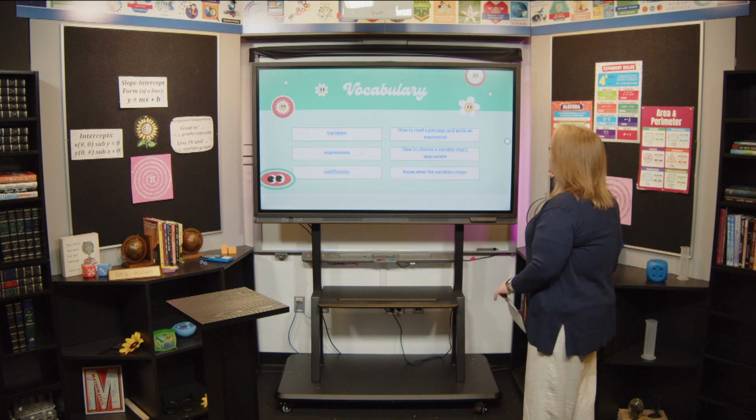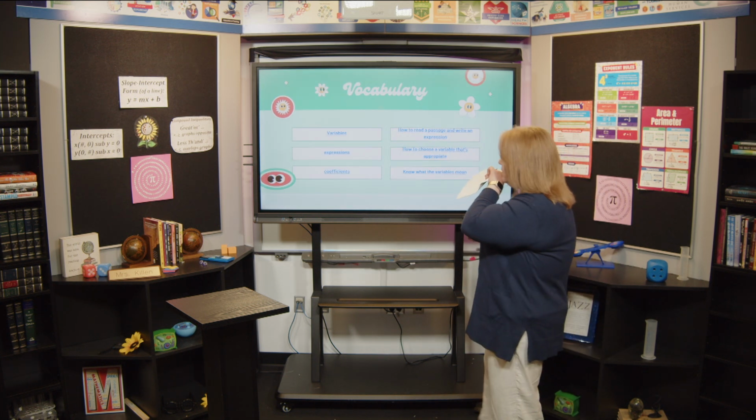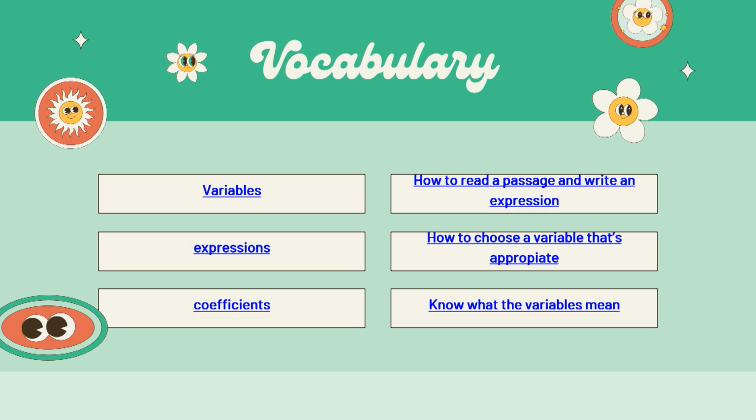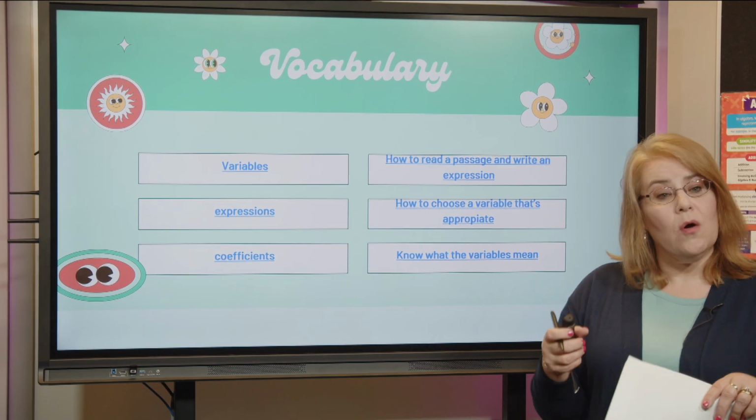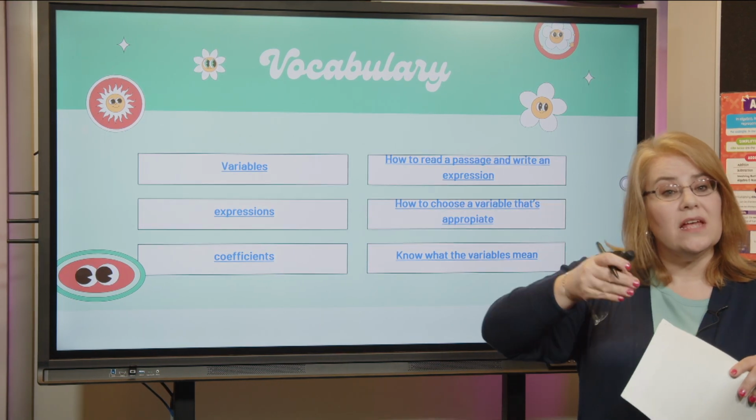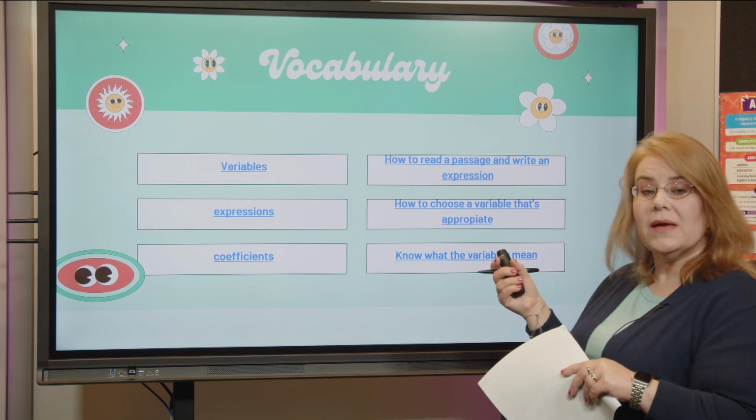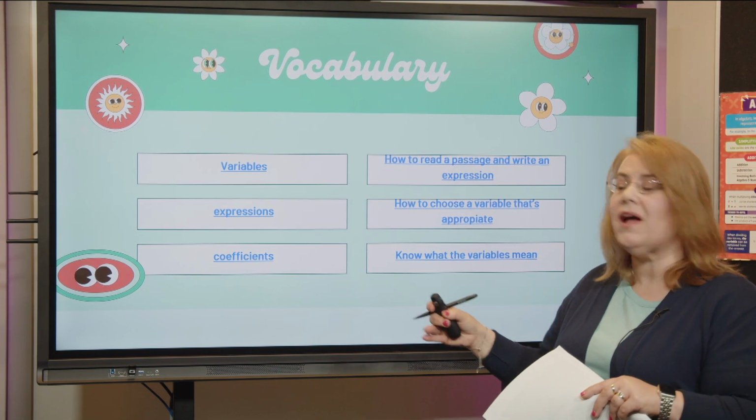Now, some vocabulary I want us to remember. Variables. What are variables? How do we use them? Expressions. We're learning those. How are we going to use them? How are we going to write them? And then coefficients. Remember, those coefficients are the numbers in front of our variables. So we need to make sure that we're understanding all three of these.